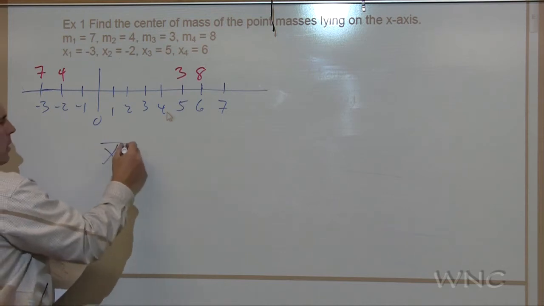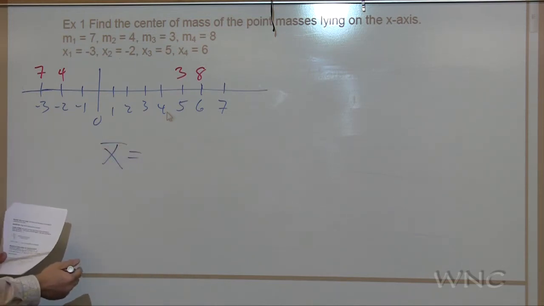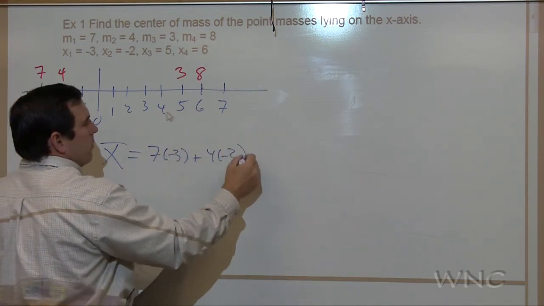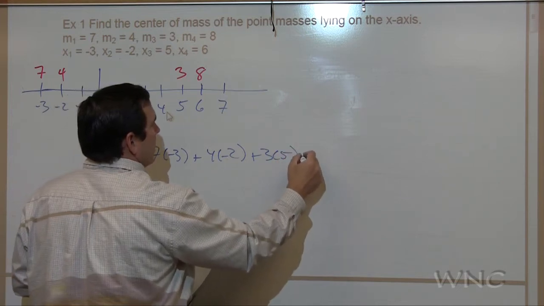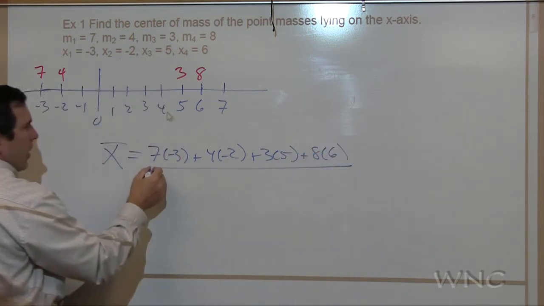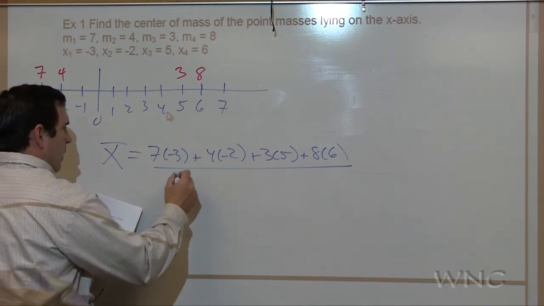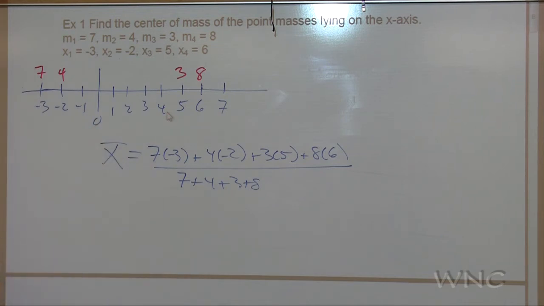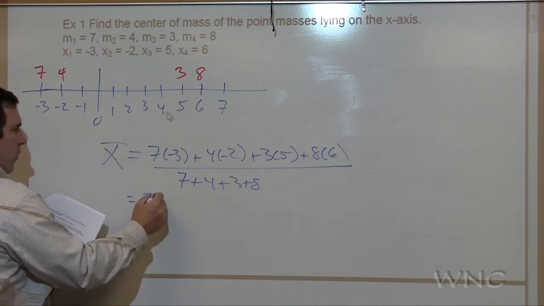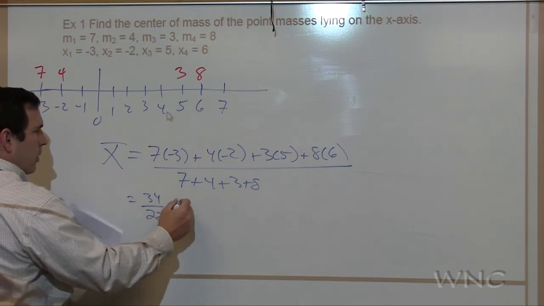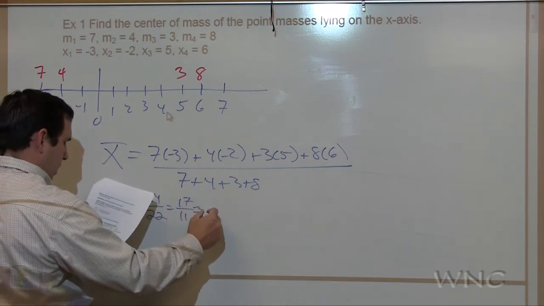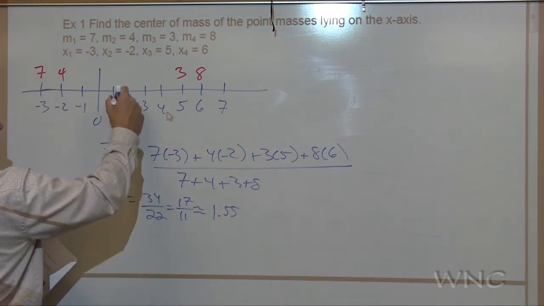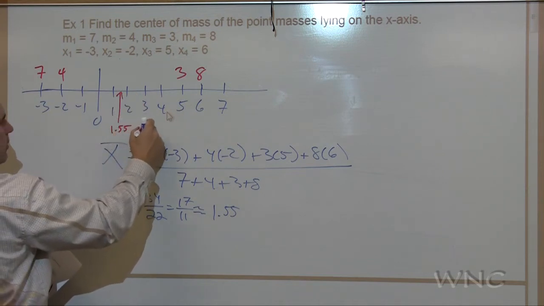So x bar is going to be 7 times -3 plus 4 times -2 plus 3 times 5 plus 8 times 6, divided by 7 plus 4 plus 3 plus 8. That's the sum of the masses. This will give us 34 over 22, which is 17 over 11, and that would be approximately 1.55. So right about here is your center of mass.